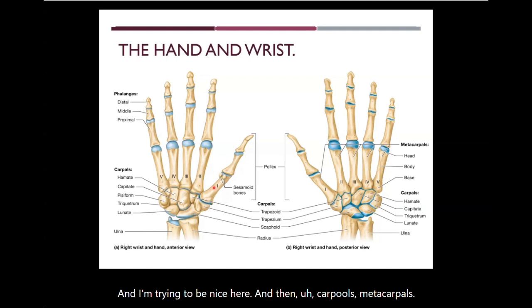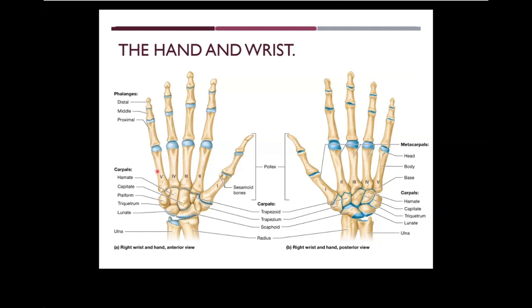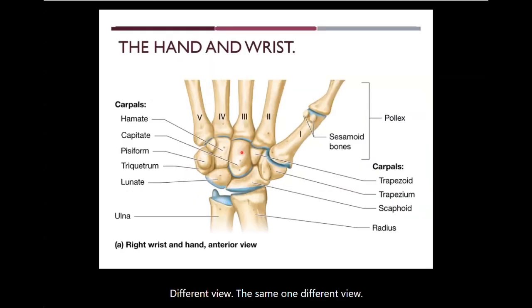And then carpals, metacarpals. Do you see the first half of the fingers? Metacarpals are very easy to label. They are metacarpal number 1, metacarpal 2, metacarpal 3, metacarpal 4, metacarpal 5. And then the phalanges are the top ends of our fingers. We have proximal, middle, and distal phalanges. Okay? And then what do we call the thumb? Pollex. Okay? And this is the same one, different view.